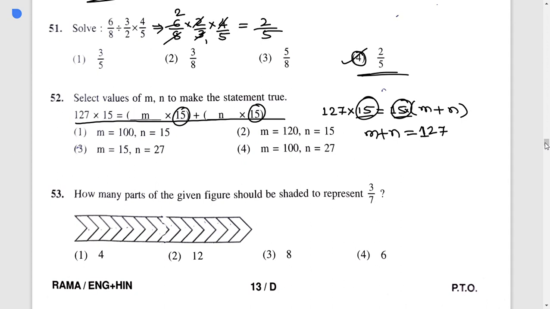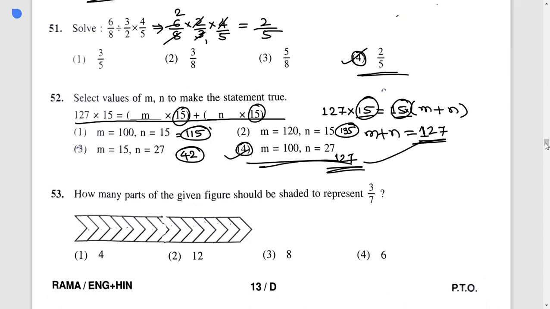So the m and n values should add up to 127. Here m plus n is what? 100 plus 15 is 115. So this is not correct. Again, 120 plus 15 is 135. So this is also not correct. Here 15 plus 27 is 42. This is also not correct. Here 100 plus 27 is 127. So this is the correct answer. So whenever you add m plus n, you should get what? 127. So option 4 is the right answer here.